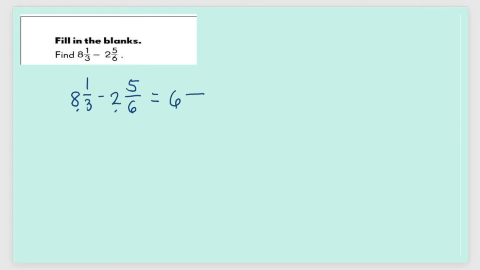Second step, let's rewrite the fractional parts as like fractions. 3 and 6 have a common multiple of 6. So 3 times 2 is equal to 6. 1 times 2 is 2. Let's go to the second fraction. 6 times 1 is 6. So 5 times 1 is 5.